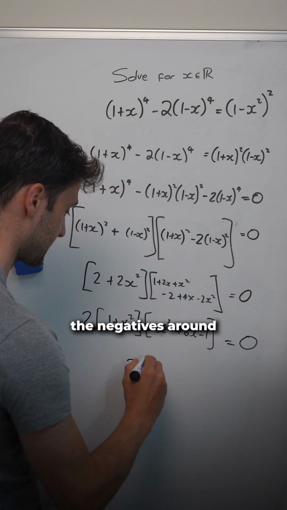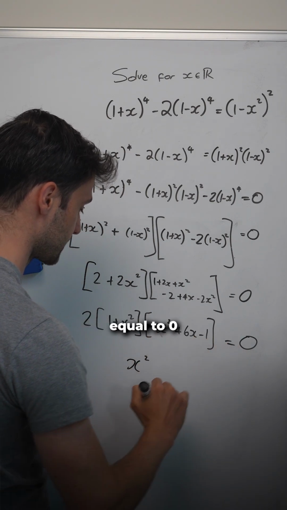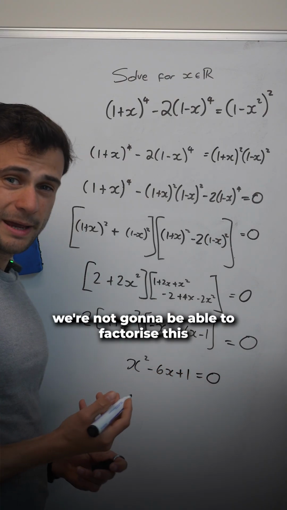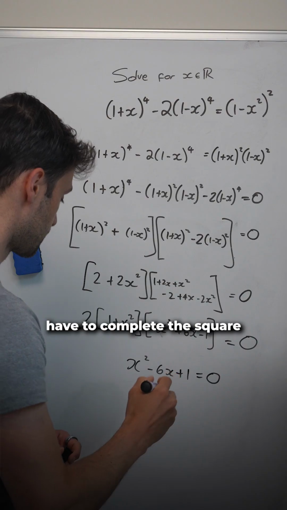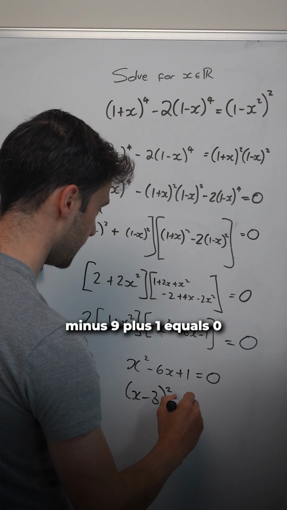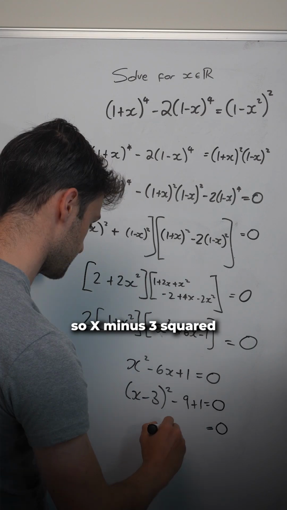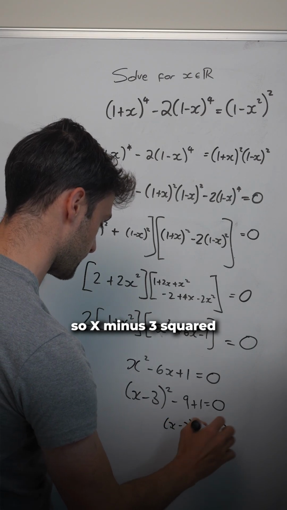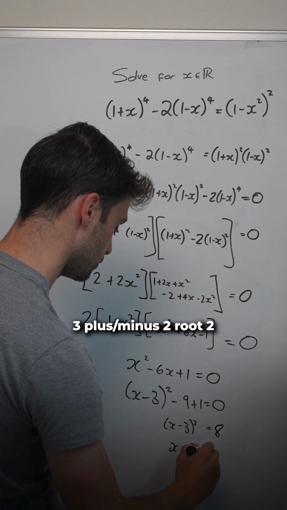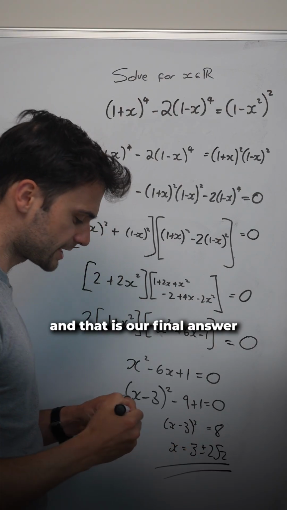And we can swap the negatives around by setting this part equal to 0. So x squared minus 6x plus 1 equals 0. We're not going to be able to factorize this, so we're going to have to complete the square. So we get x minus 3 squared minus 9 plus 1 equals 0. So x minus 3 squared equals 8. So x would equal 3 plus or minus 2 root 2. And that is our final answer.